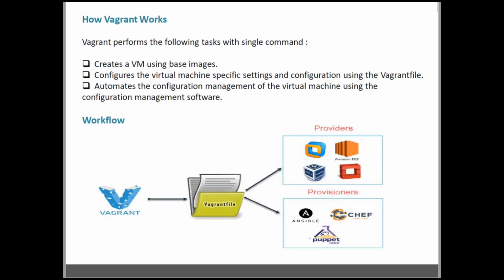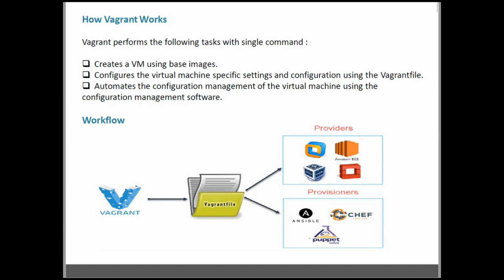Vagrant performs the following tasks with a single command. It creates a VM using the base images. I will come to base images in the next slide. Vagrant configures the virtual machine-specific settings and configuration using the Vagrantfile. It automates the configuration management of the virtual machine using configuration management software.